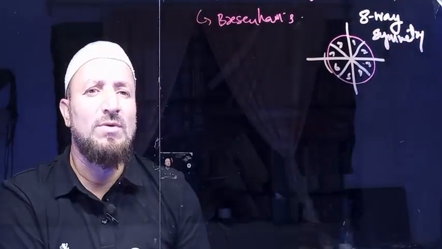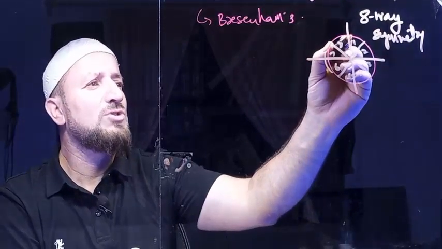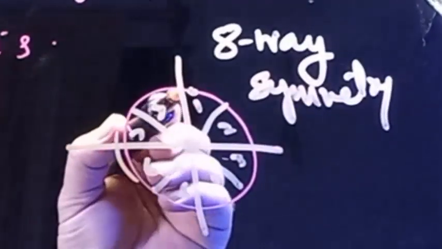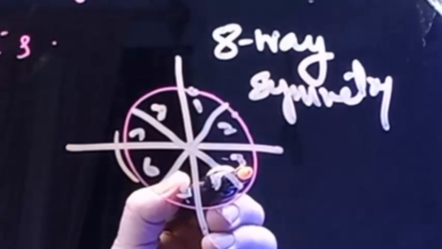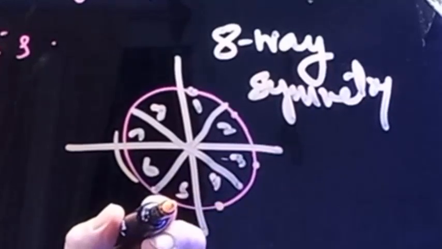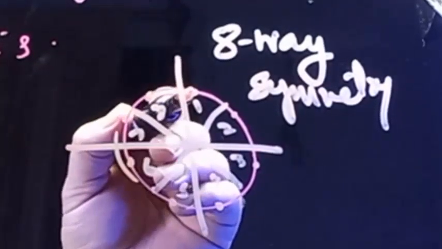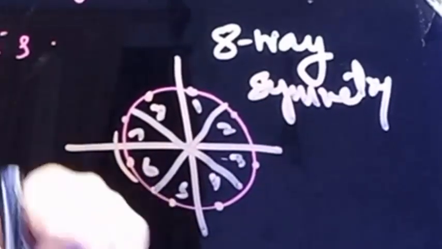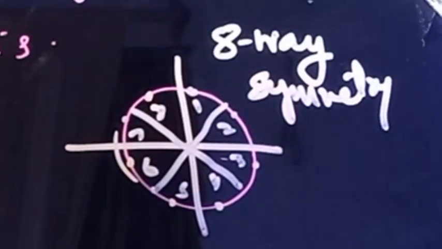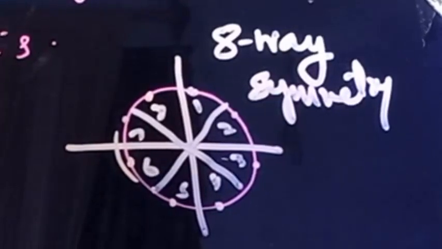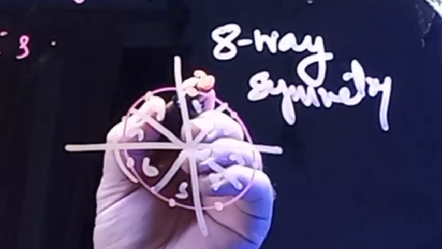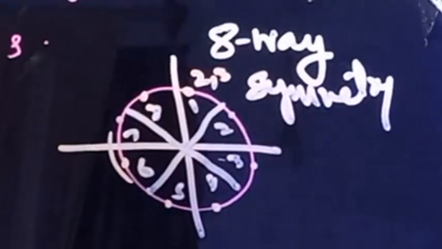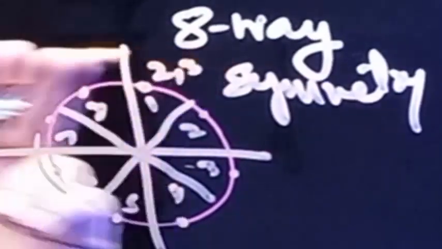In an 8-way symmetry, if we draw one particular point somewhere, we have the corresponding 7 points, 1, 2, 3, 4, 5, 6, 7 points, which we get automatically without computing or calculating anything. How? We saw there are some rules. For example, if the point is 2, 3, that means its x value is 2 and y value is 3.